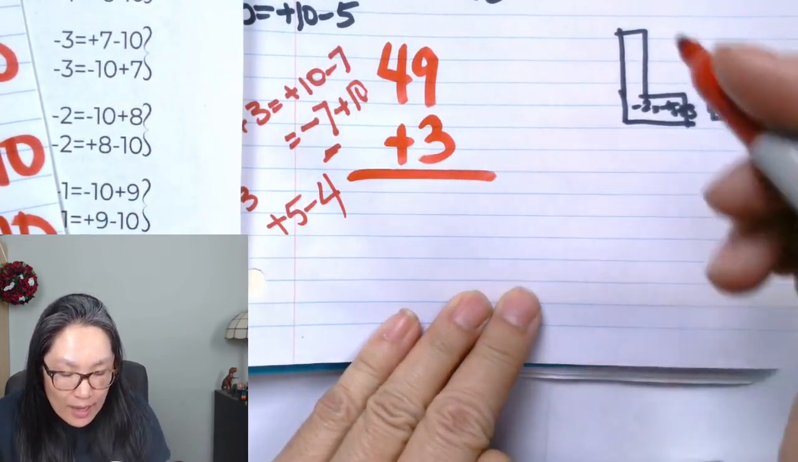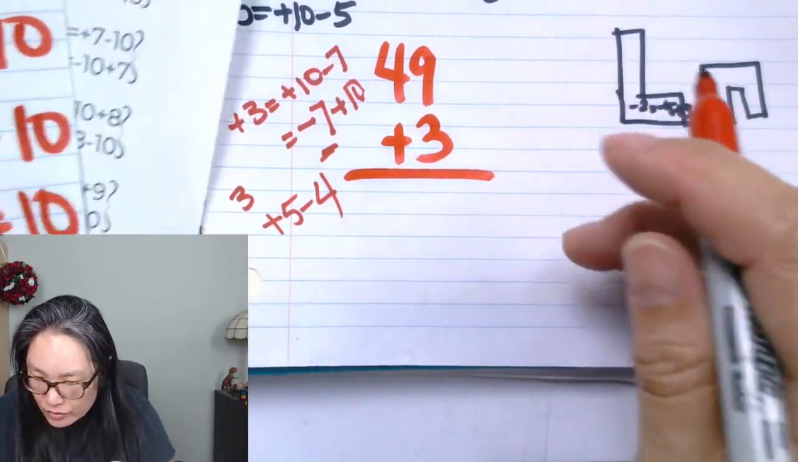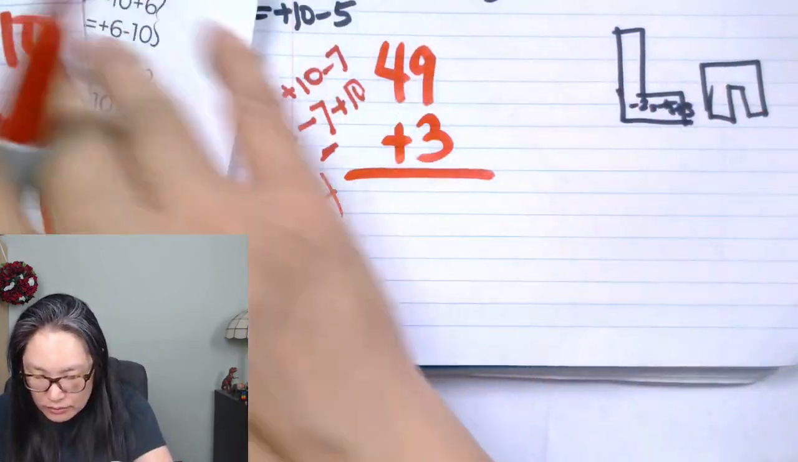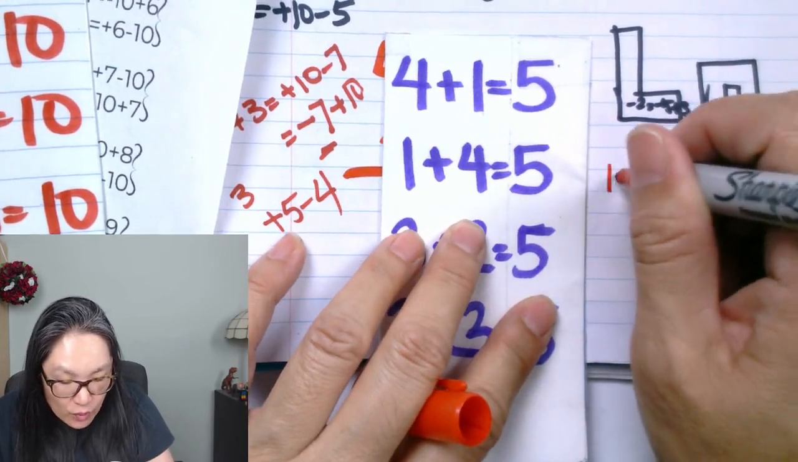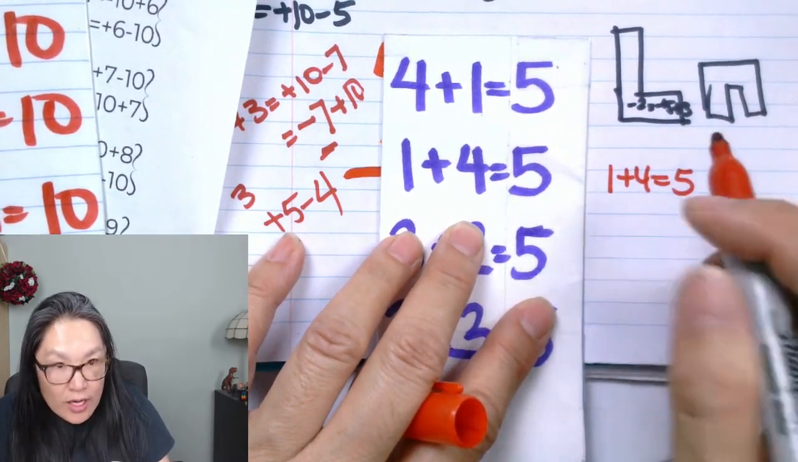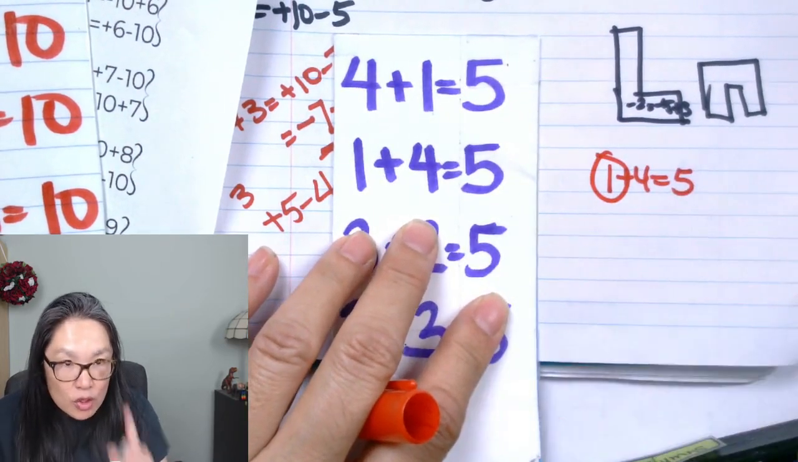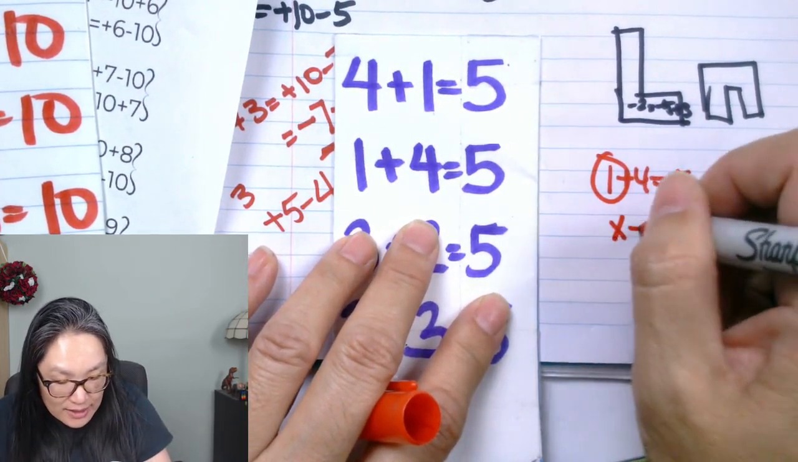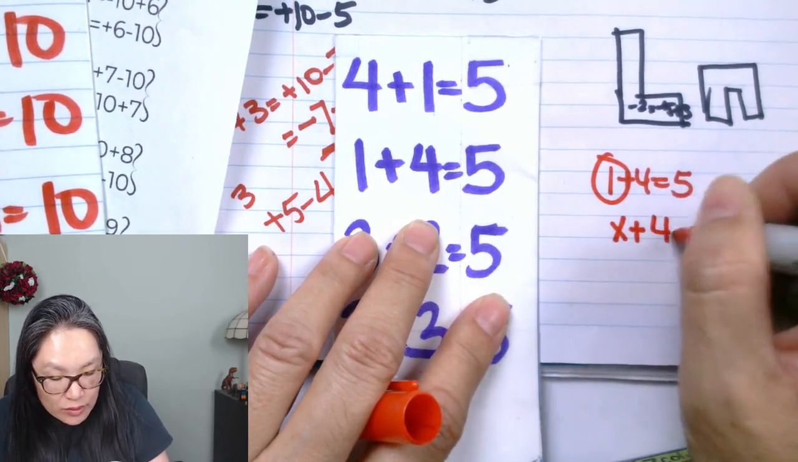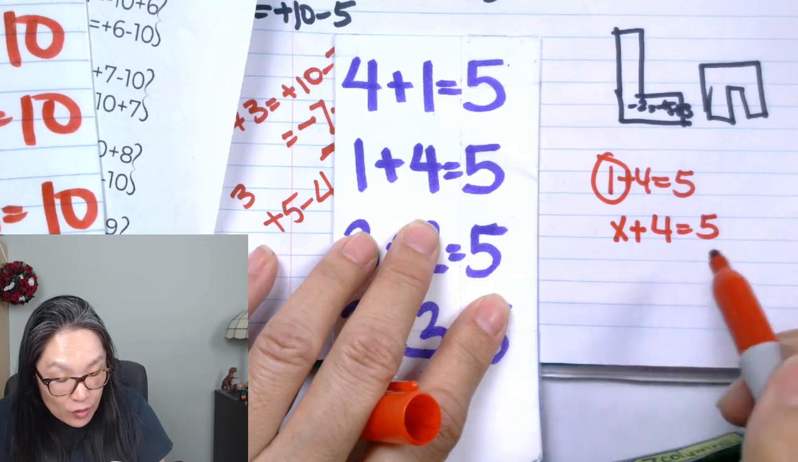So what's going to happen is when we do 1 plus 4 is equal to 5, if I wanted to isolate this 1, notice that I'm going to do x plus 4 is equal to 5.